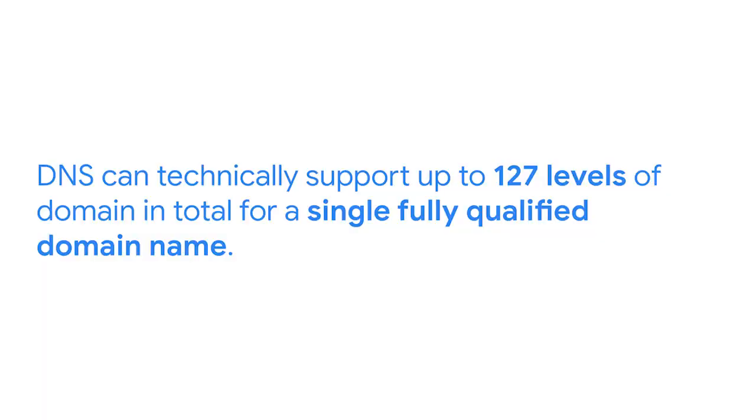Technically, you can have lots of subdomain names. For example, host.sub.sub.subdomain.domain.com could be completely valid, although you rarely see fully qualified domain names with that many levels. DNS can technically support up to 127 levels of domain in total for a single fully qualified domain name.